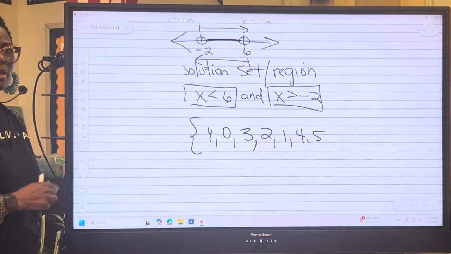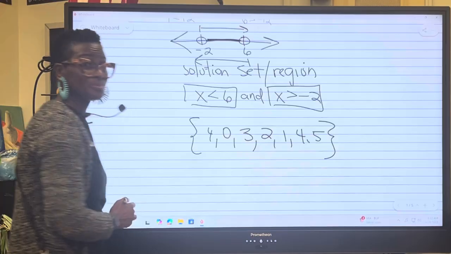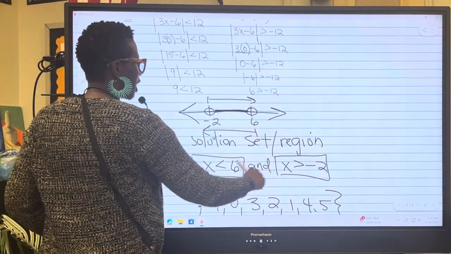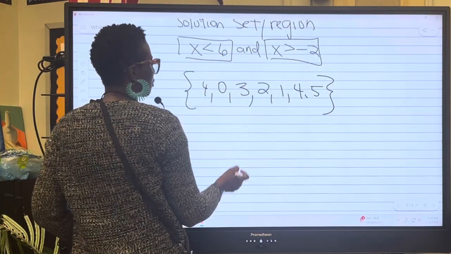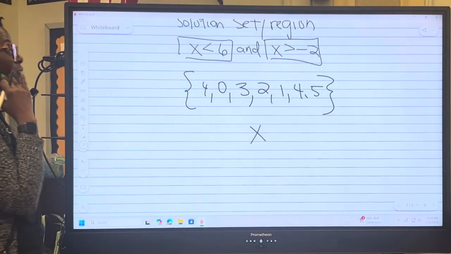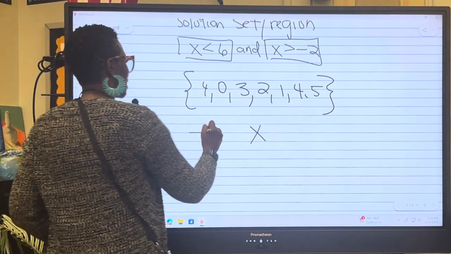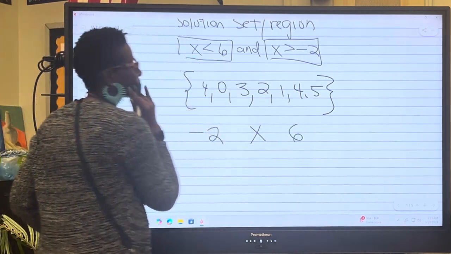Terrence, you with me? Does everybody follow? Are there any questions about what we just did? No? So our solution region is this, and this is our solution set. I want to just write this as one inequality. Let's do that real quick since it's an and. Put X in the middle. What's our minimum? Negative 2, so I'm going to put that to the left. And what's my maximum? 6, so I'm going to put that to the right.